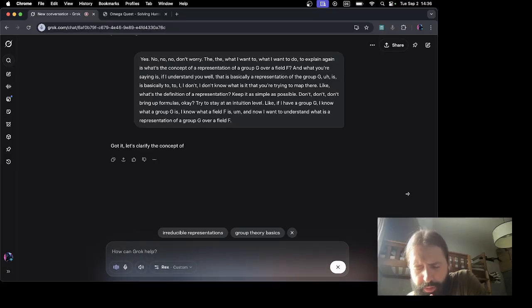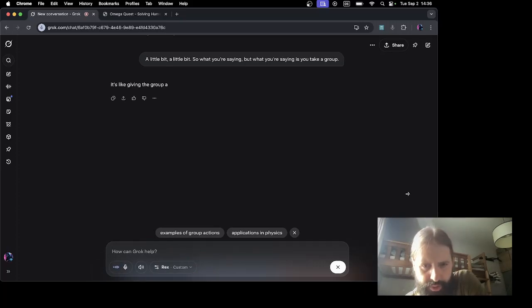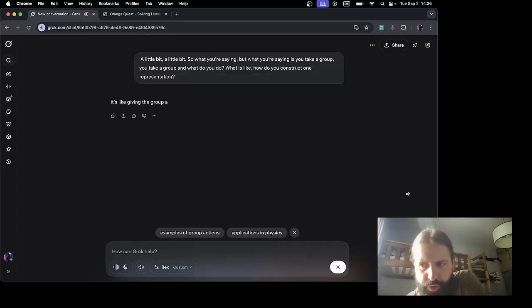A little bit. So what you're saying is you take a group, and what do you do? How do you construct one representation? Do you map the elements of a group to something and then you do something with the group algebra that results out of combining the field and the group, or what's the step to build one of these representations?